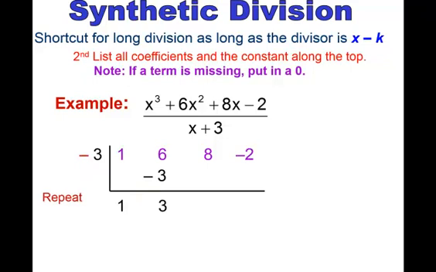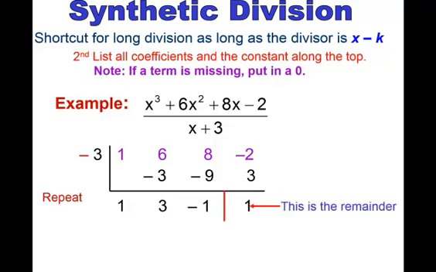And we're going to repeat this. We're going to take that negative 3, multiply it to the 3, and put it into the next column. So negative 3 times 3 is going to give you a negative 9, and then you're going to add down. So you get 8 minus 9 is a negative 1. And we're going to continue until we have no more numbers. So I do a negative 3 times a negative 1, which gives me a positive 3, and then I'm going to add down and I'm going to get a positive 1. Negative 2 plus 3 is positive 1.